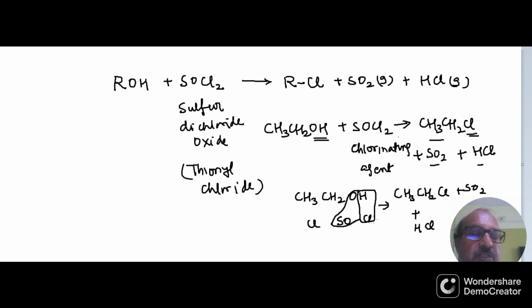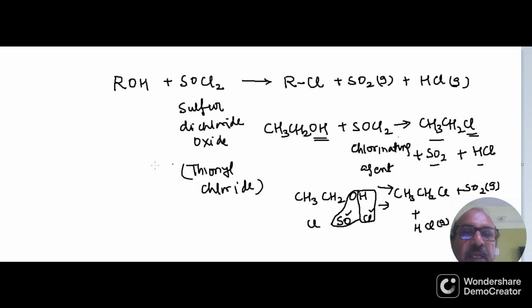So this will do the trick to remember that besides CH3CH2Cl, the other two products are SO2 and HCl. And these two products, being gaseous in nature, escape very easily, which helps the reaction to be carried in the forward direction. And therefore this is one of the good ways of converting alcohols to chloroalkanes.